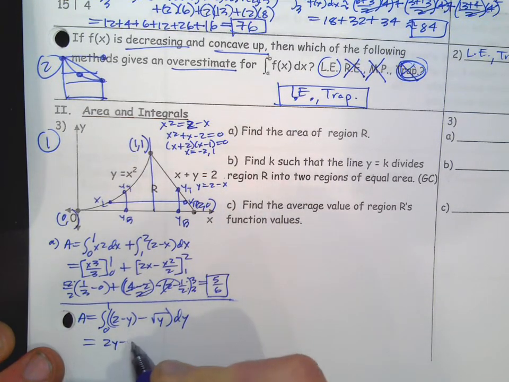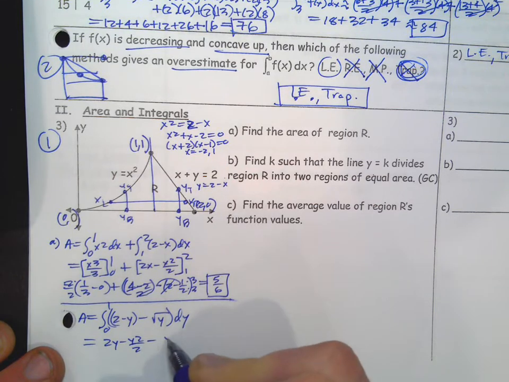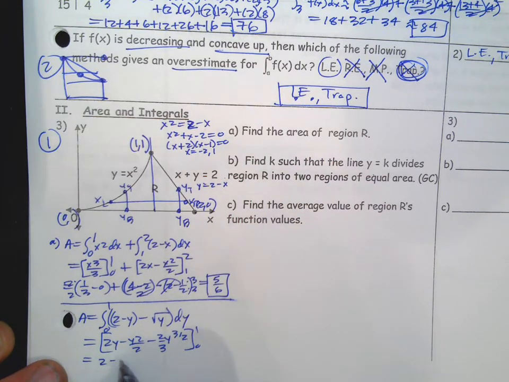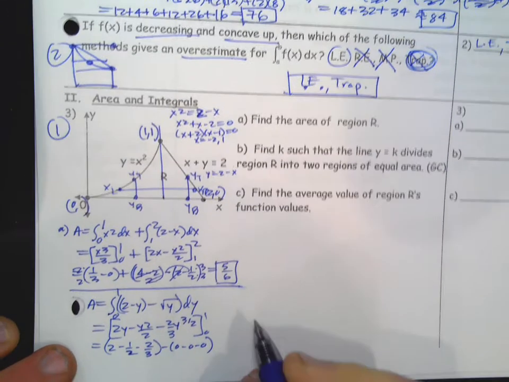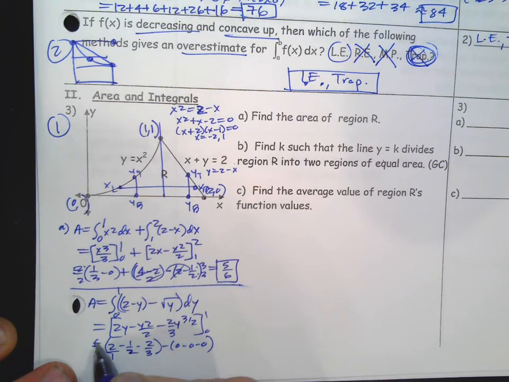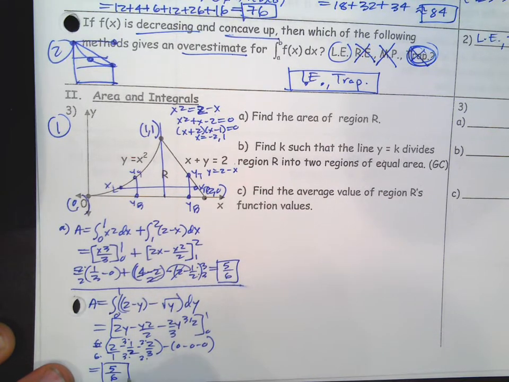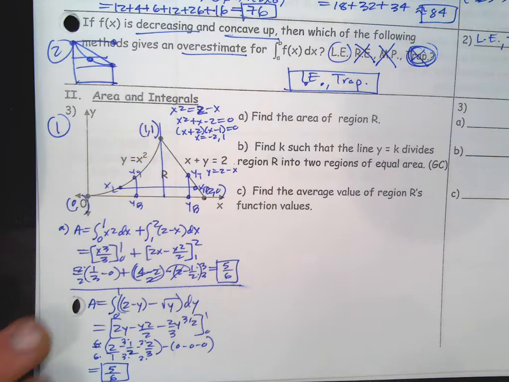It'd be 2y minus y squared over 2, minus y to the 3/2 divided by the new exponent, 0 to 1. So it's going to be 2 minus 1/2 minus 2/3. You plug in 0 and you get 0 minus 0 minus 0. The common denominator is 6, so you get 12 minus 3 minus 4, which is 5 over 6. Same answer. So you've got to find the area somehow in part A.